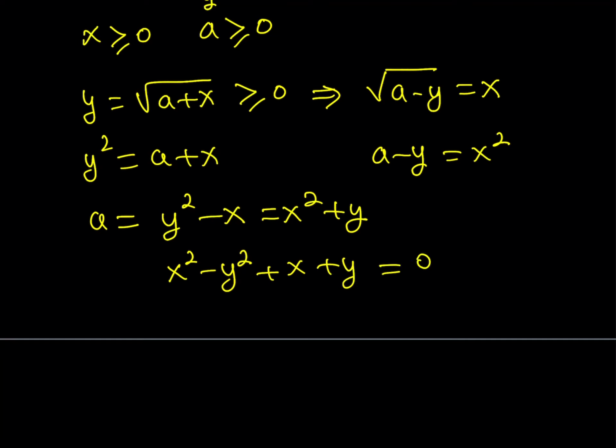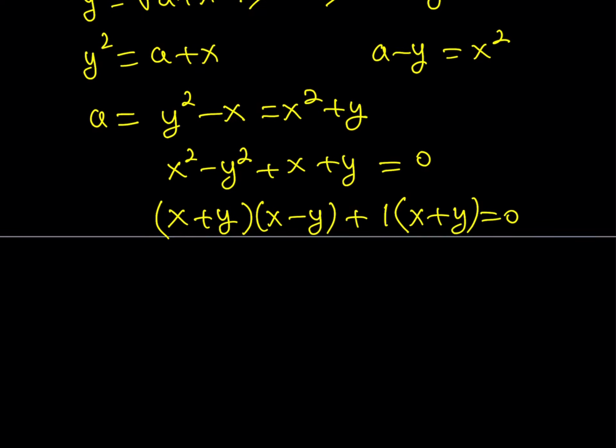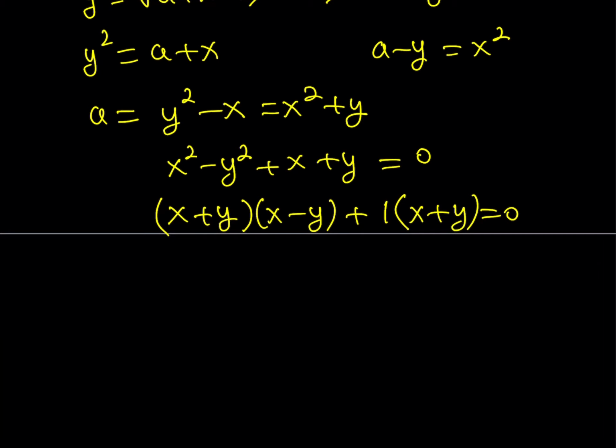Now, x squared minus y squared is a difference of two squares, so we can go ahead and factor that as x plus y times x minus y, and this can be written as 1 times x plus y to complete the whole picture. And then we can take out x plus y, right? And we should be getting x minus y plus 1 as another factor. Here we go. Now our equation is much better because, first of all, at least we don't have the a in there. We have two variables, x and y, and we can solve this because it's already factored.